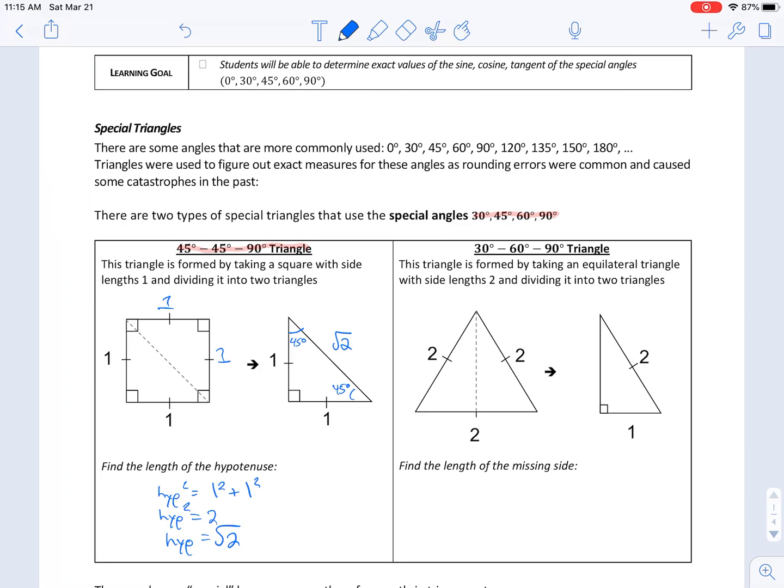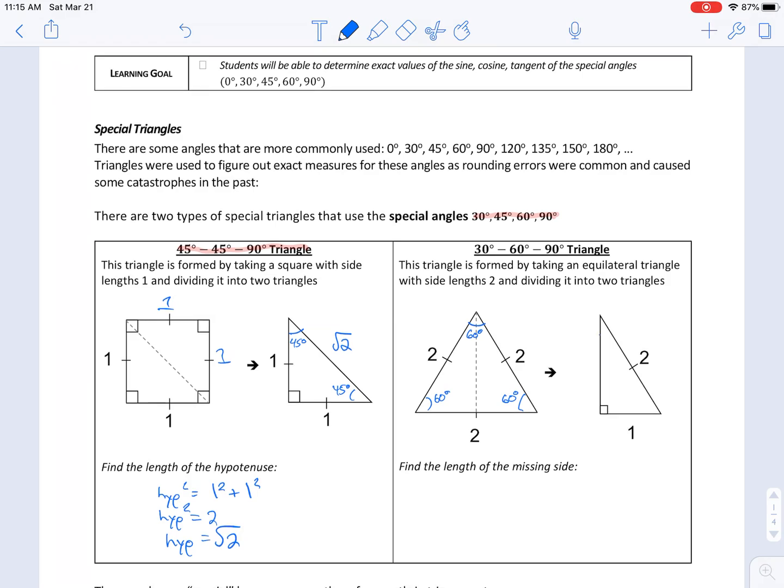But before we do that, we're going to look at the second triangle here, which is the 30, 60, 90. In this one, we take an equilateral triangle, so it's got all the same angles and sides. That makes those all 60 and all the side lengths 2. If we cut that one in half, that makes this top part 30. This angle remains 60, and the side length here at the bottom becomes 1. And in this case, the hypotenuse is 2.